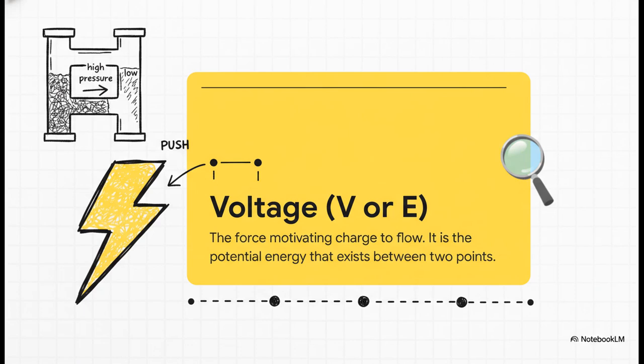Let's start with voltage. You'll see it written as a V or sometimes an E. The easiest way to think about it is like water pressure in a pipe. It's the push, right? It's the potential energy just sitting there, waiting between 2 points, ready to make things move. If you don't have any pressure, you're not going to get any flow.